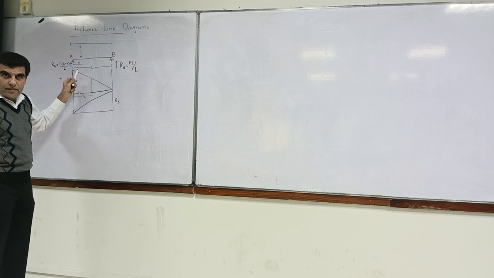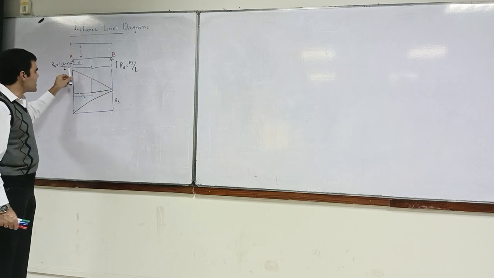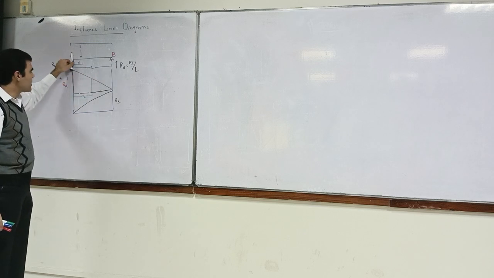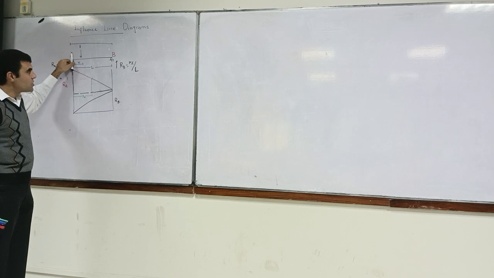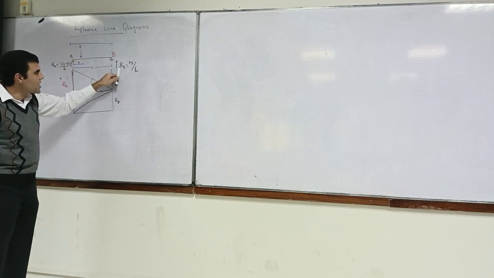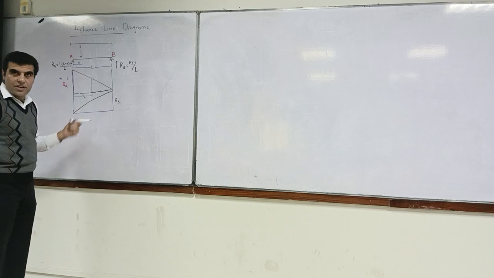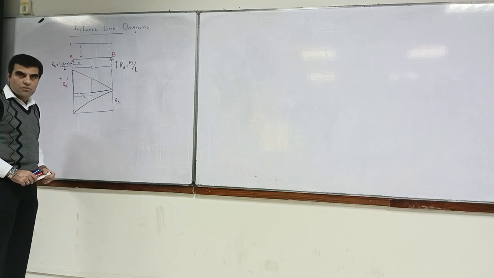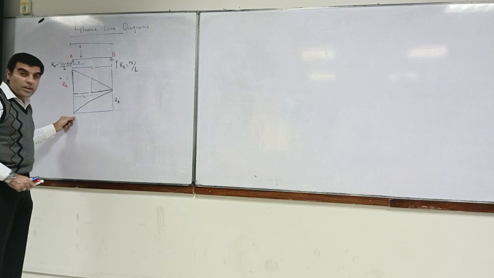Is that okay? So when X is equal to 0, RB is 0. And as X increases, RB increases. And over here, RB is 1.